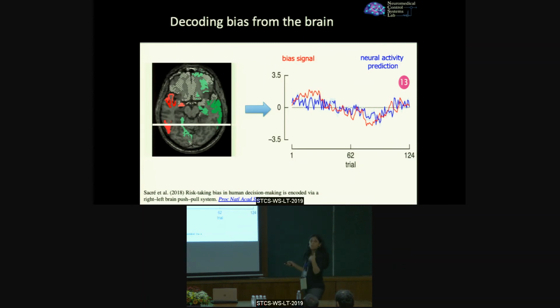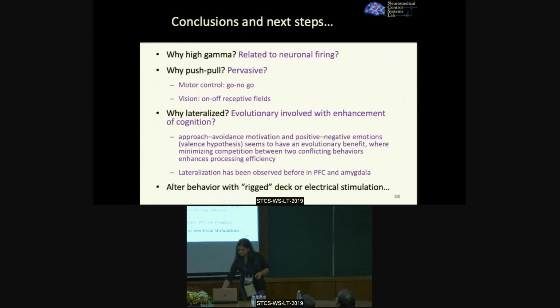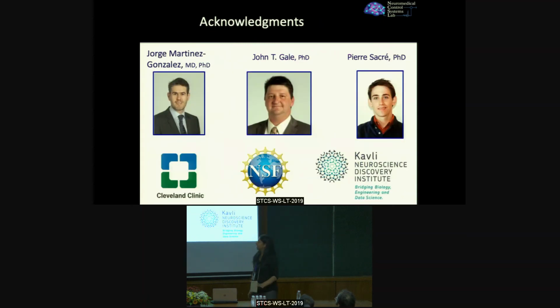And blue is our prediction of bias just by looking at the neural activity. Okay, so it looks like you can decode. I'm not going to conclude there because I want to be done.